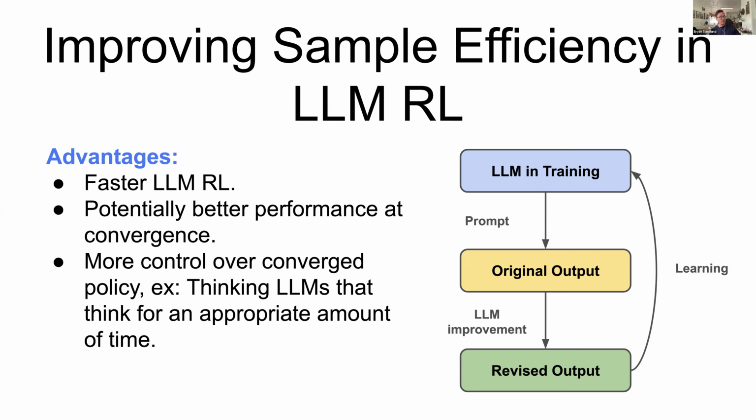So advantages here, obviously the big one is to try to do reinforcement learning faster. You might get better performance at convergence, unclear. And something else that's actually kind of interesting is I think this will give you much more control over the converged policy, depending on how you use it.